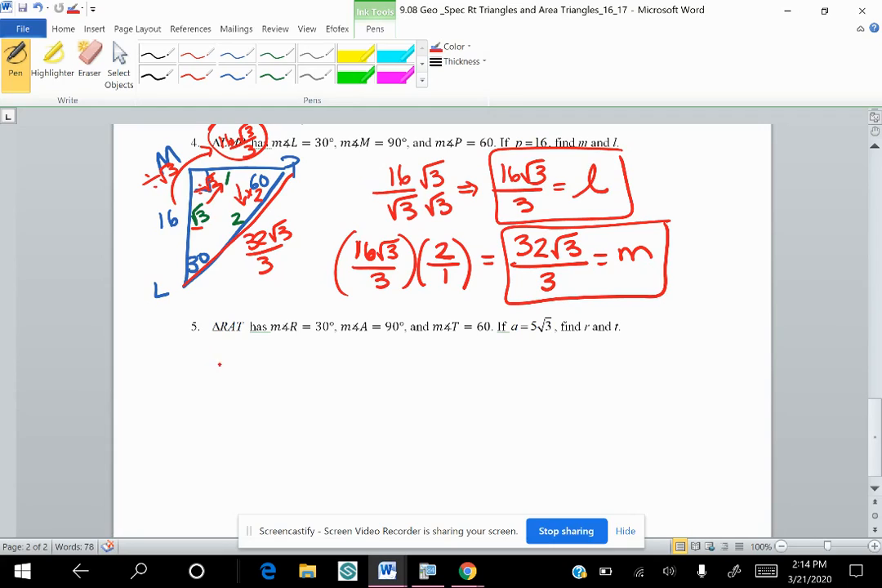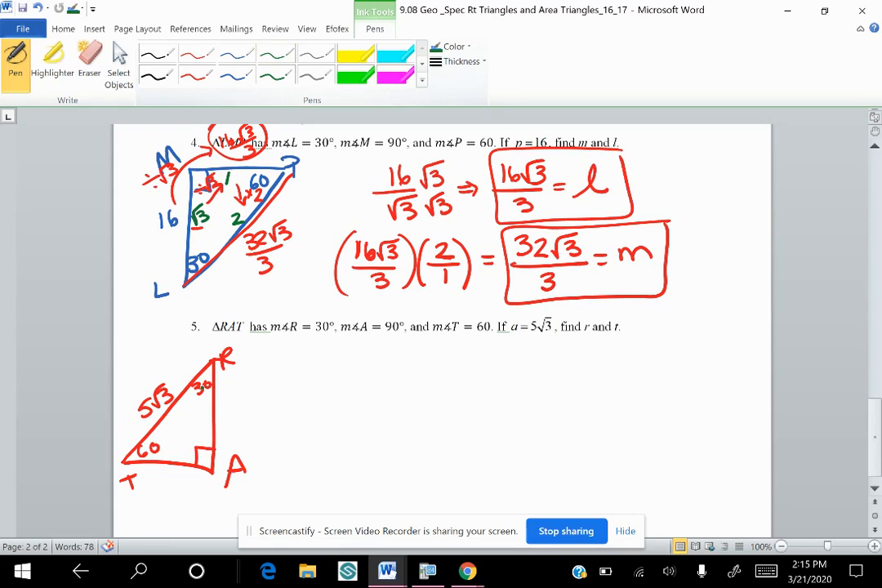All right, so we've got, let's make the triangle like this. R is 30, A is 90, T is 60. Lowercase a is 5 rad 3. Find the other two sides, R and T.